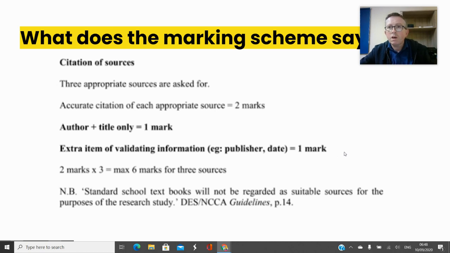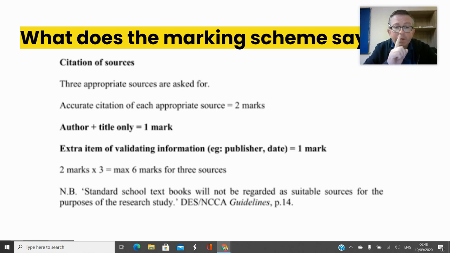Now, let's have a look at the marking scheme. So, this is what it tells us for citation of sources. 3 appropriate sources are asked for at higher level. It's 2 at ordinary level. Accurate citation of each appropriate source will give you 2 marks. Now, if you cite a book, author and title will give you a mere 1 mark. You must have an extra item of validating information. So, for example, a publisher or a date for the extra mark. I tell my students, give them both, really show off, get the 2 marks.